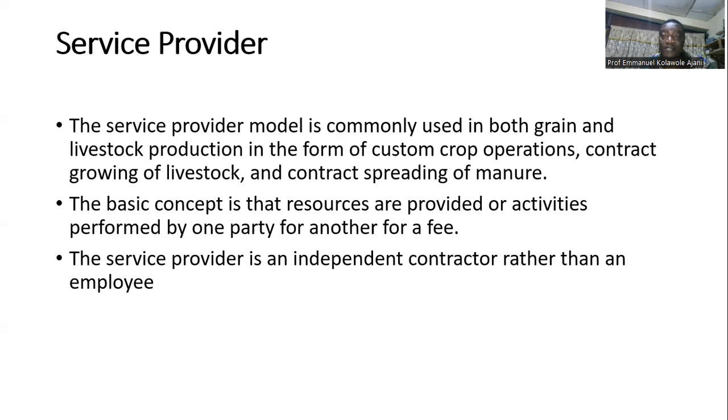Those people are the service providers, and the basic concept is that the resources are provided or activities are performed by one party for another for a fee. The service provider is an independent contractor rather than an employee. They are the ones that will supply the input and run the operation. The people doing the fish seed, fingerlings producers, they provide service to the farmer. This is another business model.